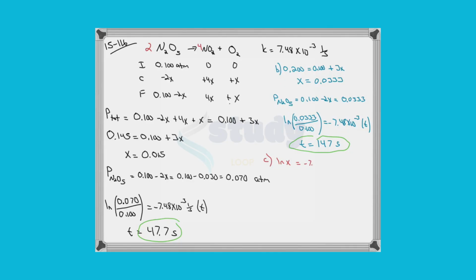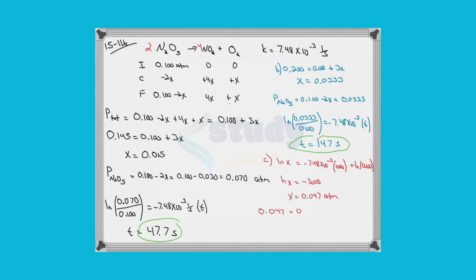Now for part C, it wants you to find the total pressure after 100 seconds. So to do that, we first need to find the pressure of the reactant after 100 seconds. We'll again use the first-order integrated rate law, slightly modified, where the natural log of the pressure of the reactant at time t will be equal to negative kt plus the natural log of the reactant at time 0, which is 0.100. This gives us the natural log of the reactant at time t being equal to negative 3.05, and if we take the anti-natural log of both sides, we get a pressure of the reactant of 0.047 atmospheres.